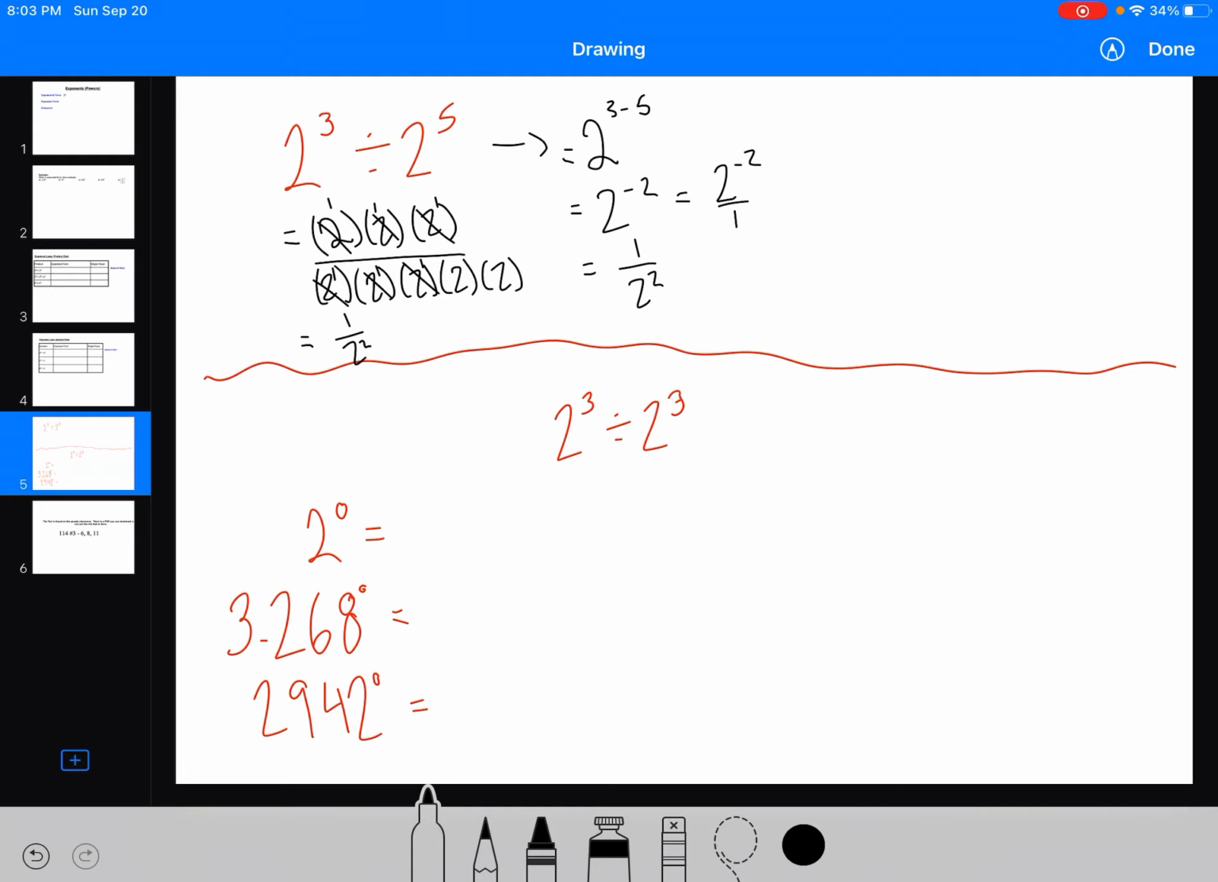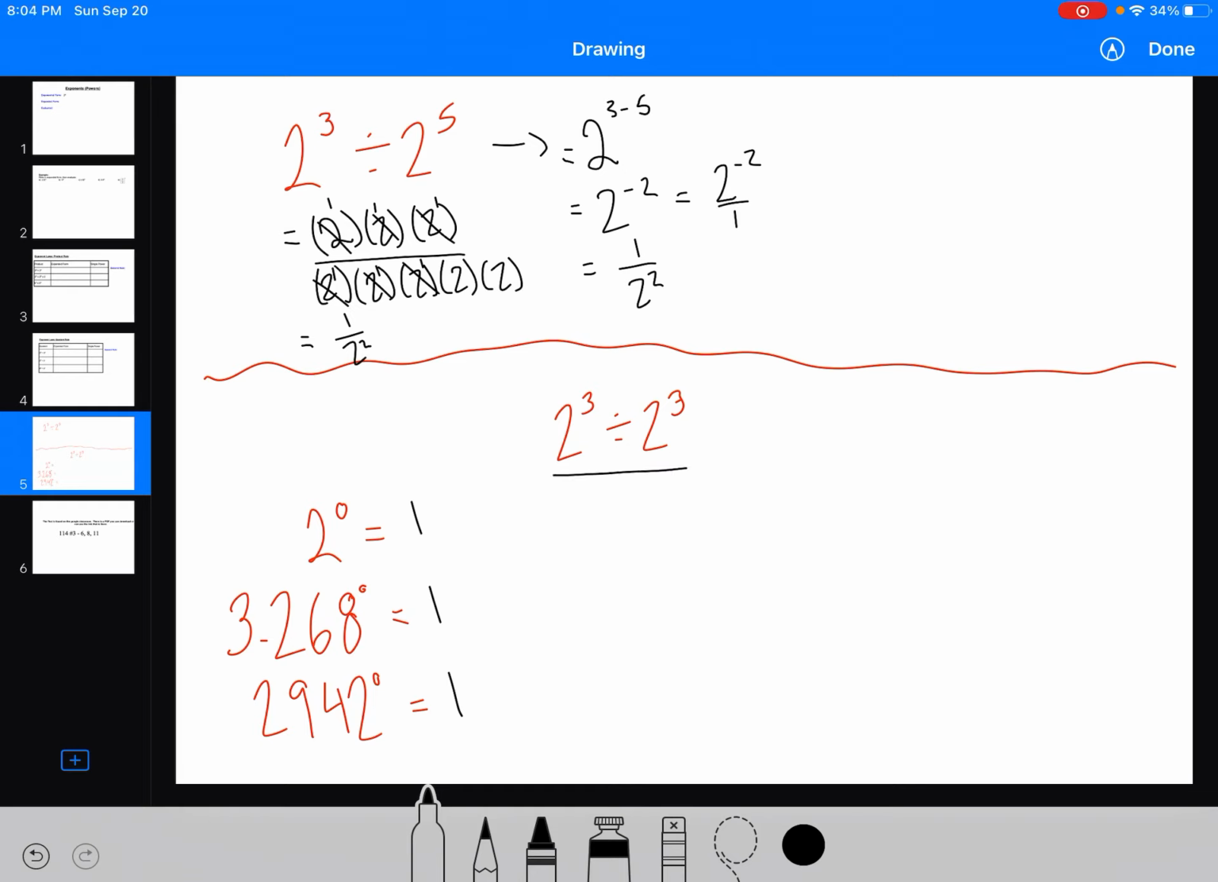All right, now, well, there's another unique step. Well, what if we get 2 to the 0? Well, 2 to the 0 is 1. 3.268 to the 0 is 1. And 2,942 to the 0 is 1. All of these values are 1 because of this rule.